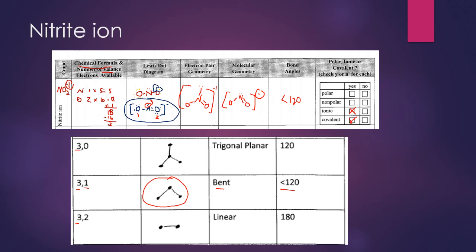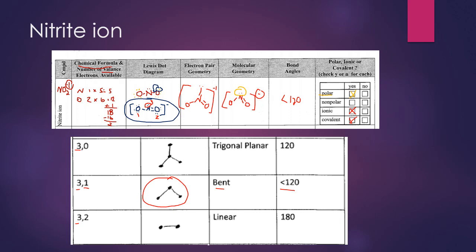Now the last is, is it polar or nonpolar? On the previous slides, you can either do the dipole moment, if that makes more sense to you, where you figure out which one's more electronegative and see if the arrows or the dipole moments cancel out. Or you can use the rules that we looked at. One of those rules said, if there's a lone pair on the central atom, it's going to be a polar molecule. So I'm going to click yes to polar because there's a lone pair on the central atom. And if you do the dipole moments, you'll see that they don't cancel.